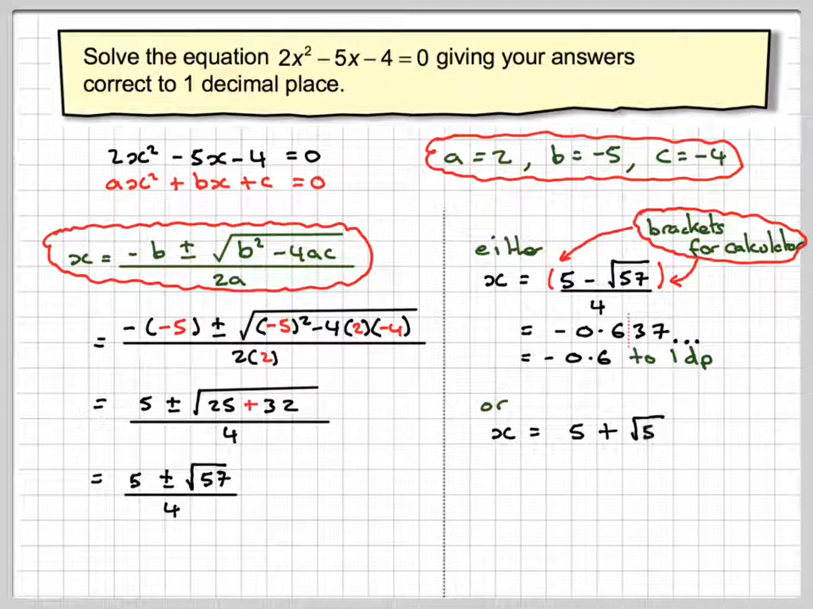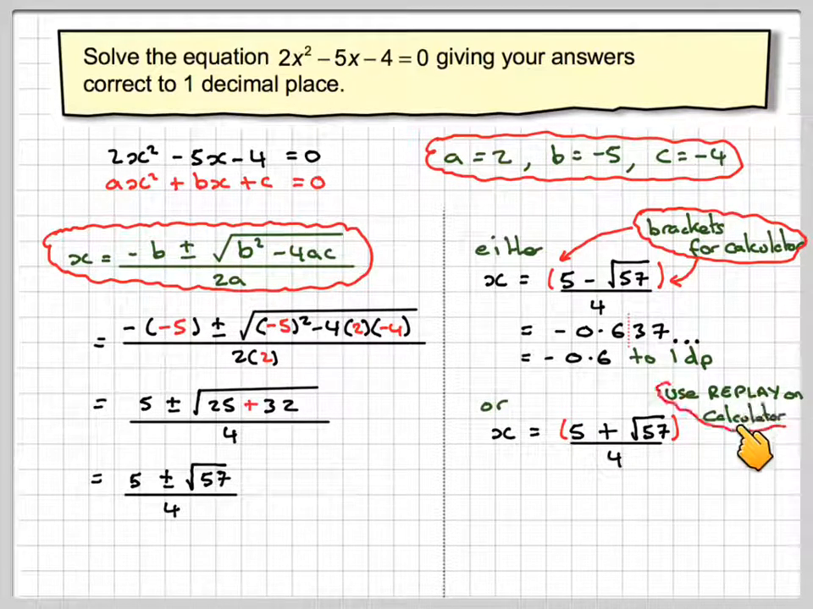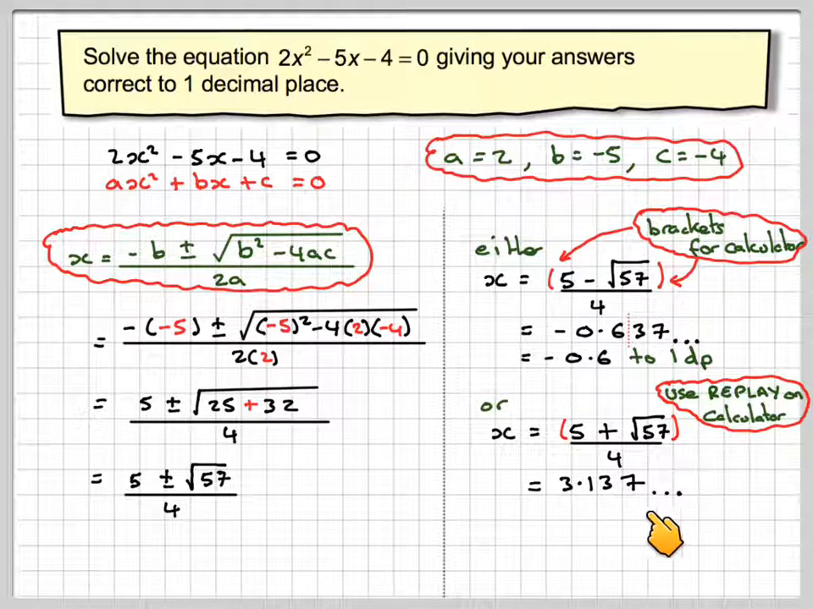And then we need to repeat it for the other one. Instead of the minus sign here it is plus. If you're careful here, but obviously use the brackets as well, you can use the replay button on the calculator and scroll back and change the minus there to a plus, and then press equals, and you're going to get 3.137, which to one decimal place is 3.1.